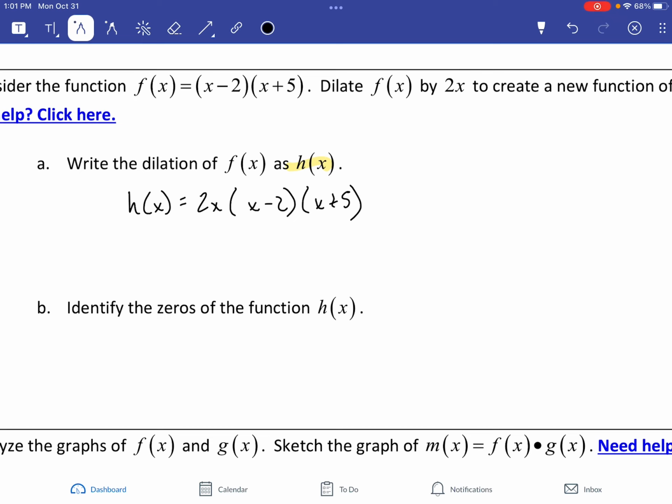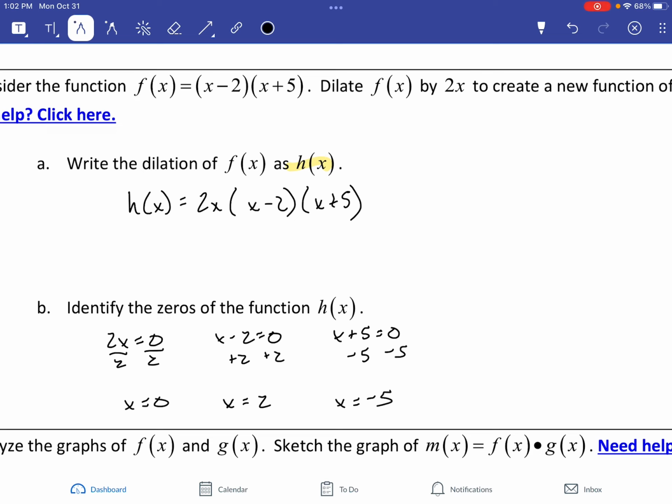To identify the zeros, we have 2x equals 0, x minus 2 equals 0, and x plus 5 equals 0. Solve those all for x. The first one you're going to divide by 2. x will equal 0. Second one you're going to add 2. x will equal 2. Last one you're going to subtract 5. x will equal negative 5. Now if it says write the coordinates, then you should write the coordinates as x-intercepts. Because it doesn't say coordinates, that would be fine for me. If you do this, I'll be happy.